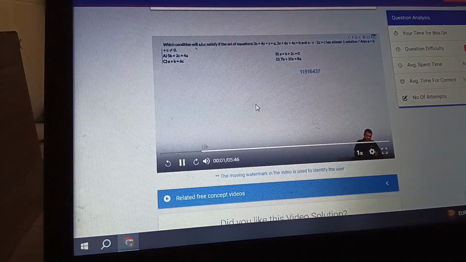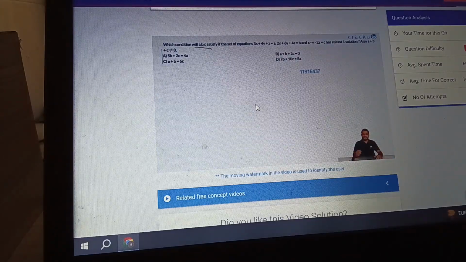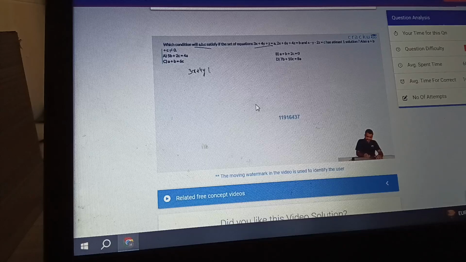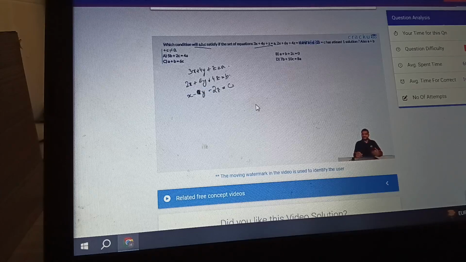In this question we are told to find out the condition that a, b and c should satisfy such that 3x plus 4y plus z is equal to a, 2x plus 6y plus 4z is equal to b, and x minus y minus 2z is equal to c. These three equations have at least one solution. We are told that a plus b plus c is not equal to 0.